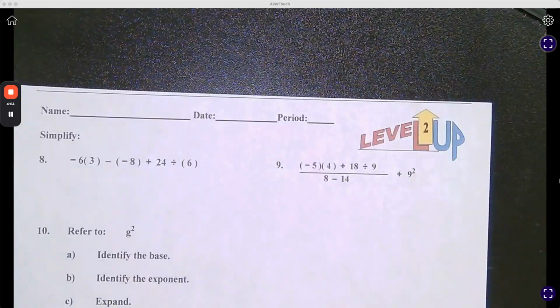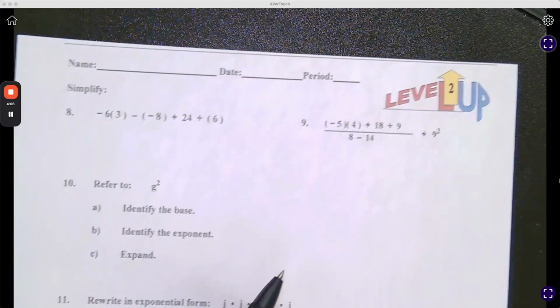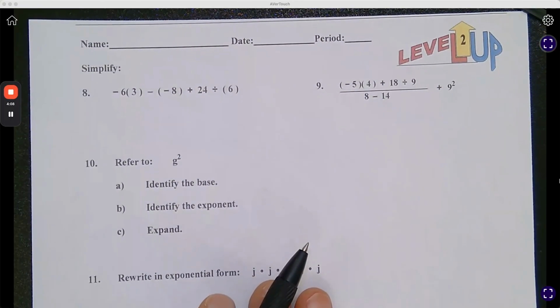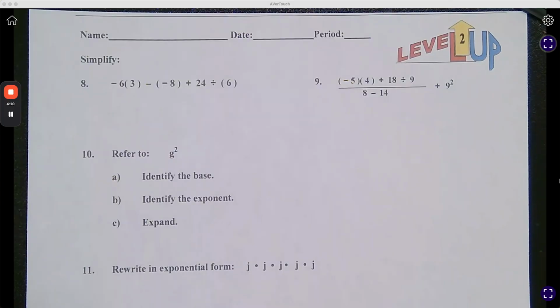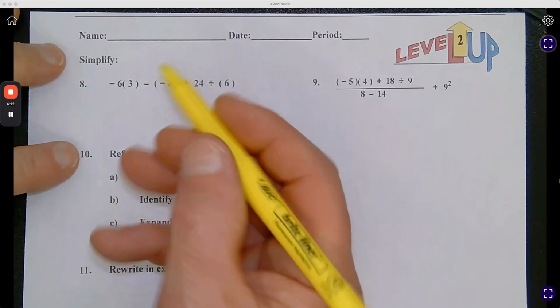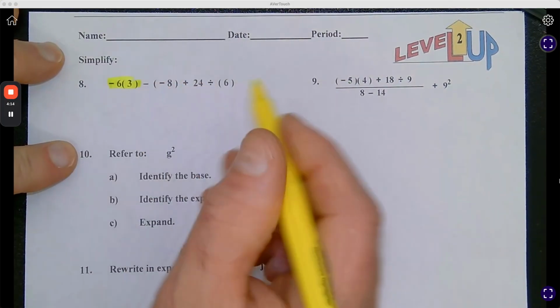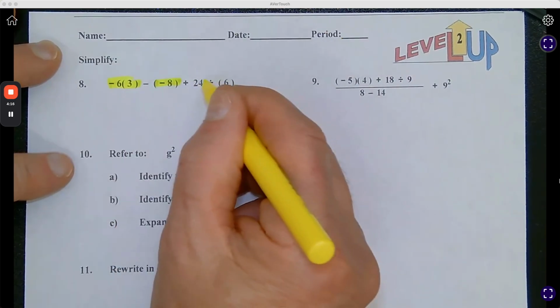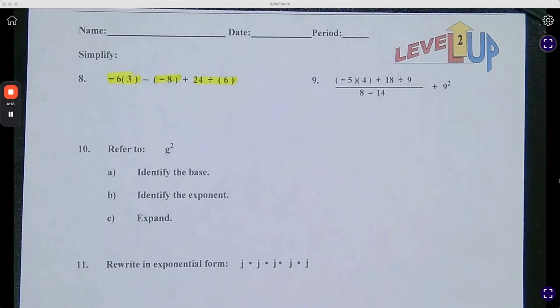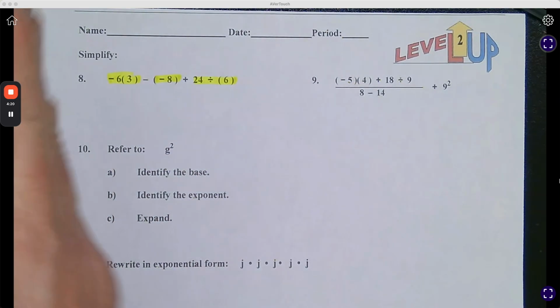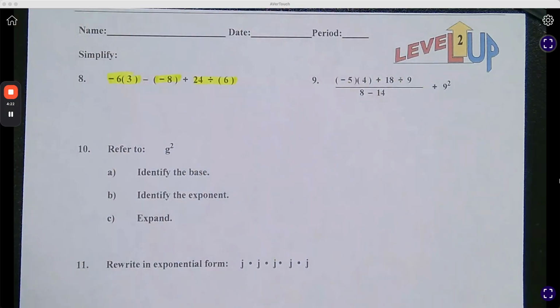Let's move on. This is numero dos. All right, this is the order of operations. I'm going to talk about my terms first because I always think identifying terms is important. Terms are separated by addition and subtraction. So there's a total of 3 terms. I'm going to simplify each term.